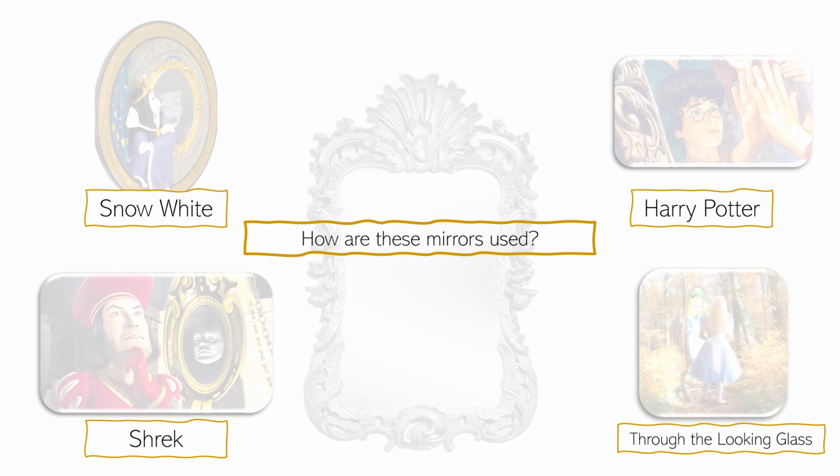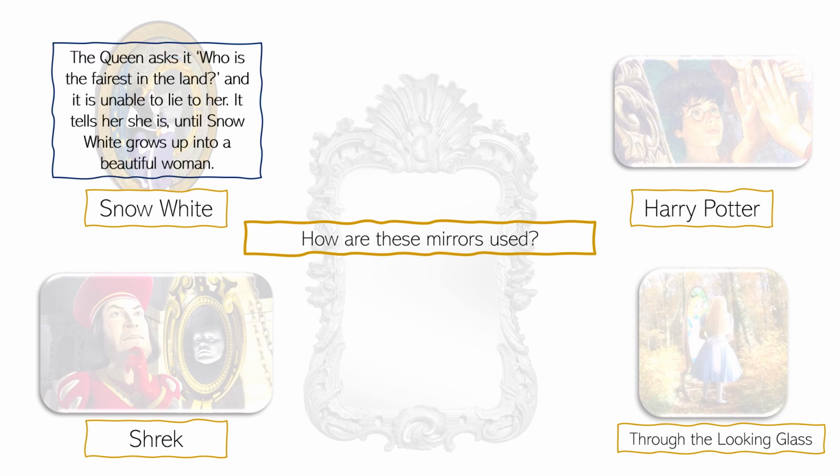Okay, so Snow White. How does the writer use the mirror in Snow White? Well, the evil queen asks, who is the fairest in the land? And the mirror is unable to lie to her, always tells her the truth, until Snow White grows up into a beautiful woman, and then of course it can't tell her that it's she who is the fairest in the land. Okay, so pause the video if you need to write that down.